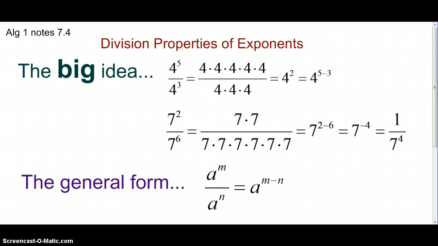This is the final section of Chapter 7 before we move on to our test next week. You've done a good job so far, so let's make sure we pick up everything here and we'll be ready to go. All right, first of all, the big idea.